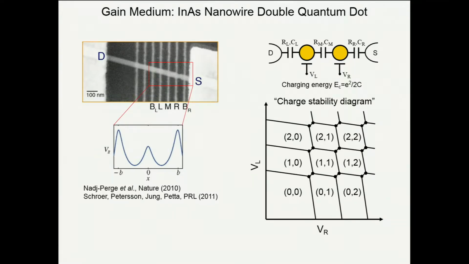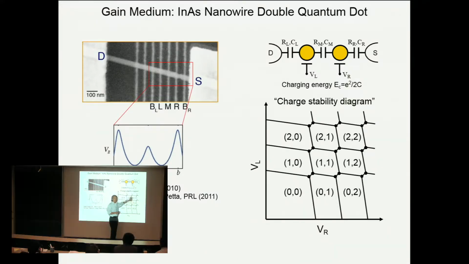So, why do you care? We can measure this in the lab. These are two voltages that we can set and adjust, experimentally. And by moving around in the stability diagram, we can change the electron occupancy. 1 on the left, 2 on the right, or 0 on the left, 2 on the right, so on and so forth. And so it's a map between voltages and charge occupation. I'll show you how you measure this.